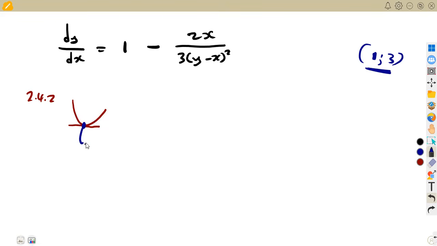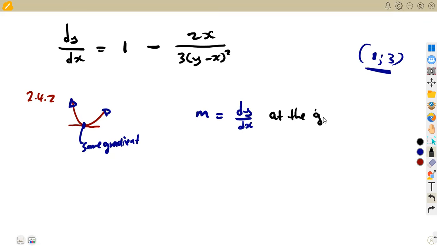And at the same point, these two have the same gradient. That is the concept. The gradient of the tangent is going to be equal to the gradient of the function, which is equal to dy/dx at that point. So m is equal to dy/dx at the given point, and our given point is (1, 3).